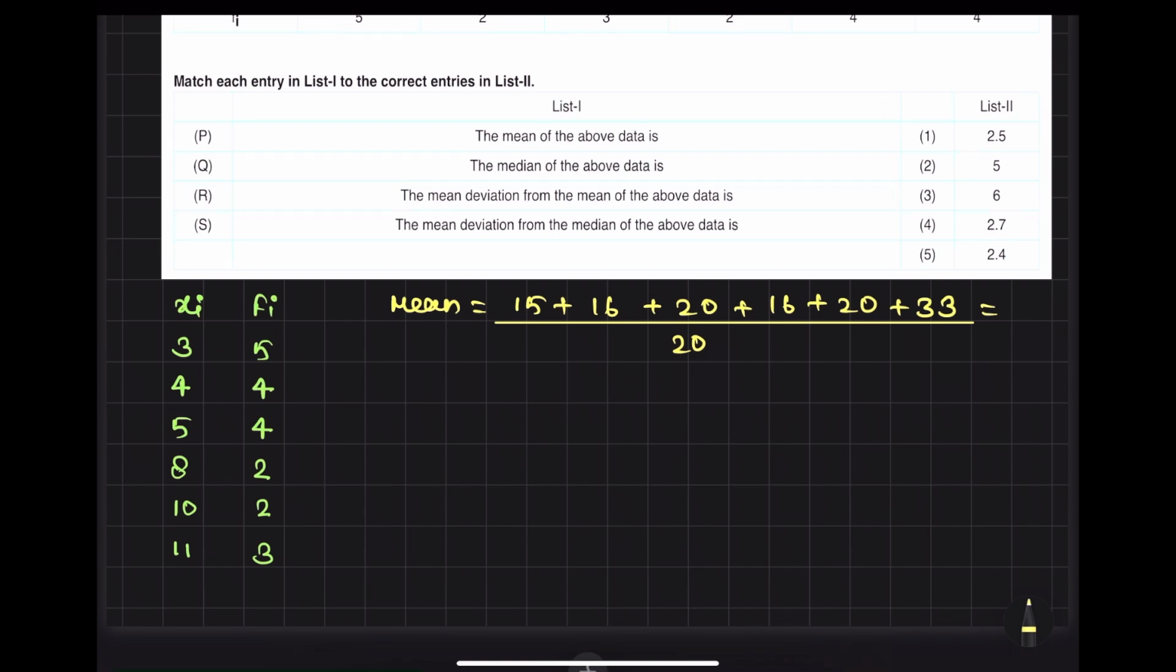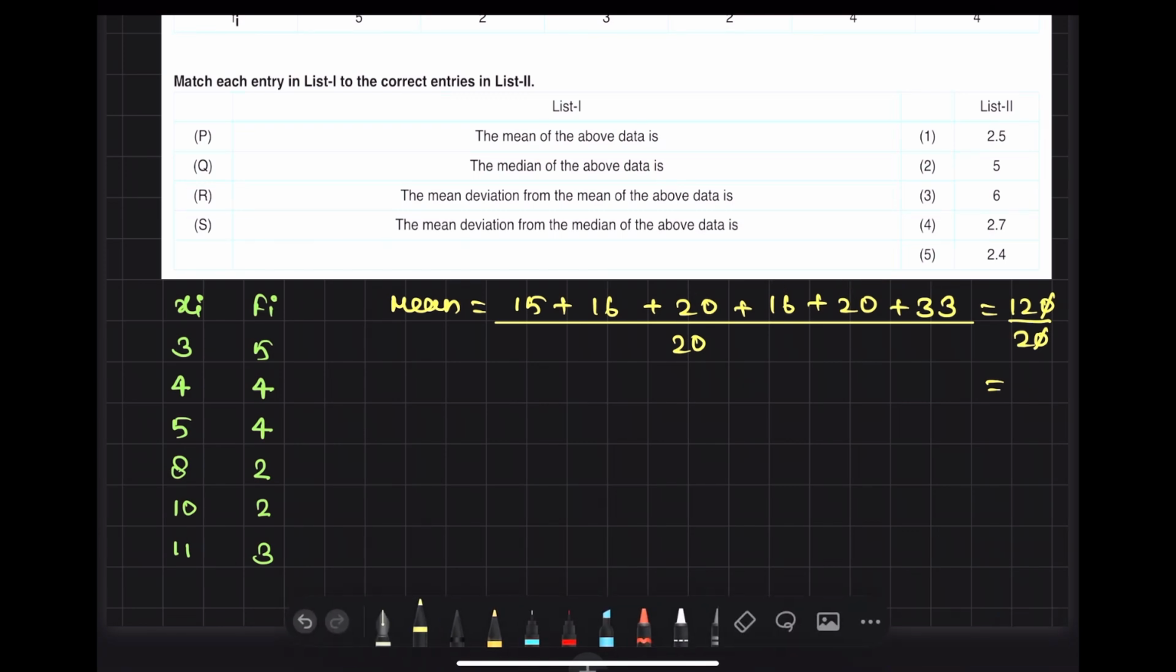Correct? Now look at this. Let's simplify this. So this is 32, 32. This is 40. 40 plus 33 is 73. And then 15. So 5, 5, 10, carry 1. So 12. Okay. So it is 120 by 20. This thing gone. We are left with 6. So the mean is 6.